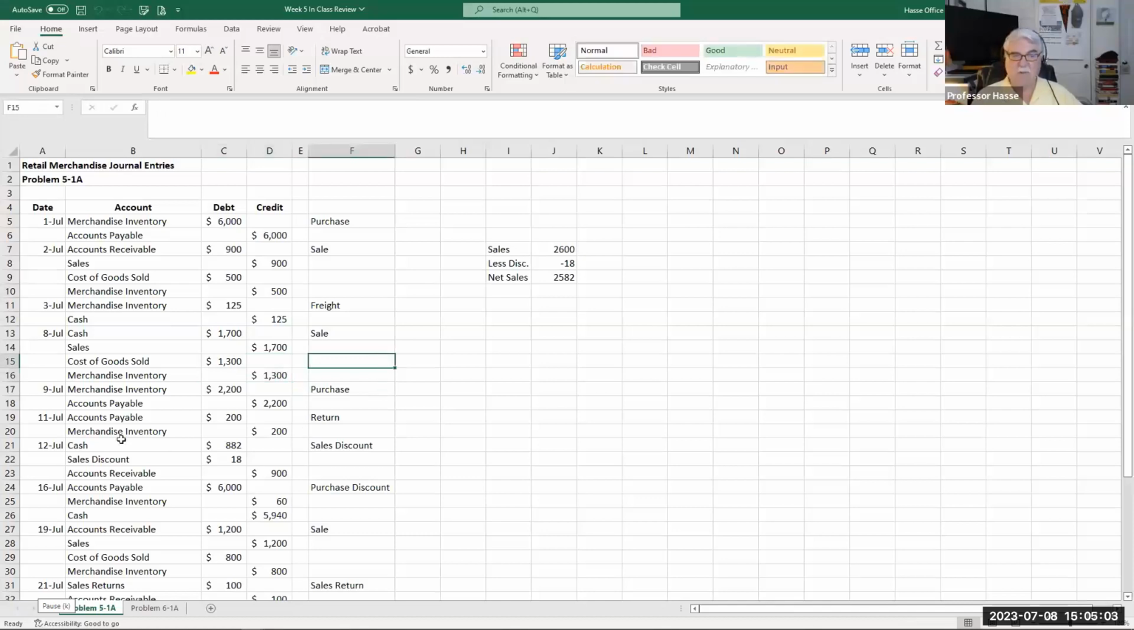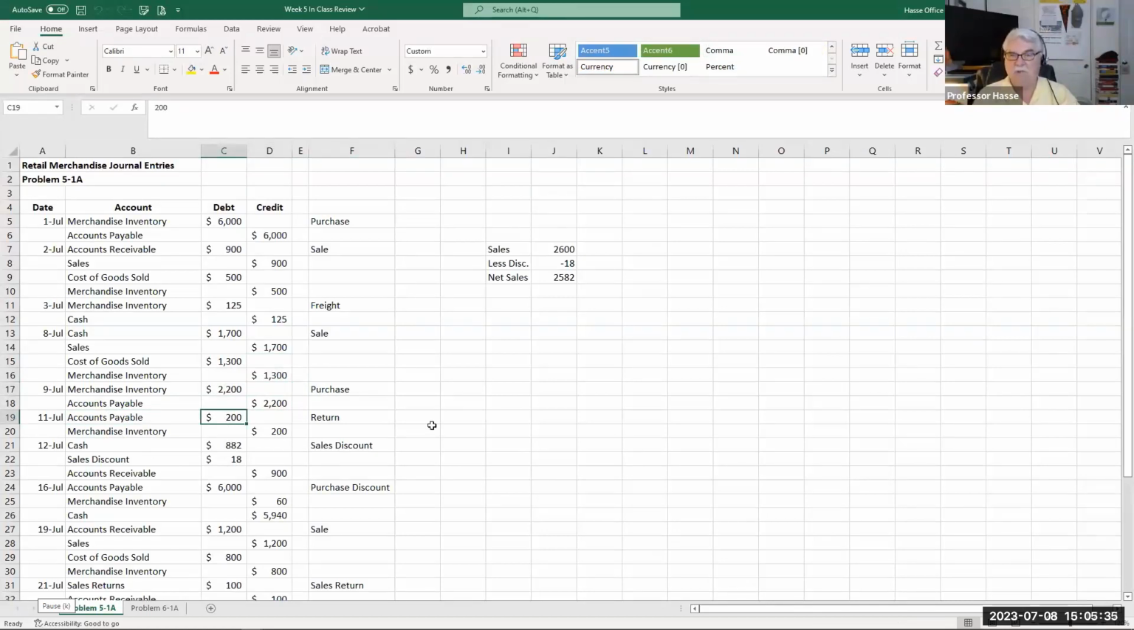Then on July 9th, looks like we purchased some more inventory, $2,200, and we buy it on credit, accounts payable. More inventory now comes in ready to sell. But this example has a little bit of a problem. When we purchased the $2,200 of inventory and they delivered it to us on July 11th, we found that $200 of that inventory we didn't like. Either it was damaged or it wasn't the product that we ordered from the vendor.